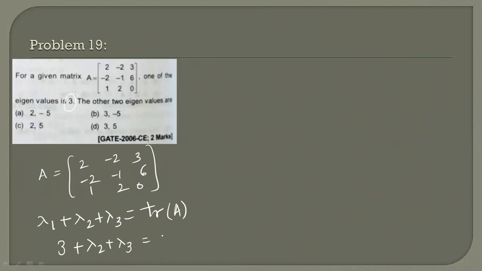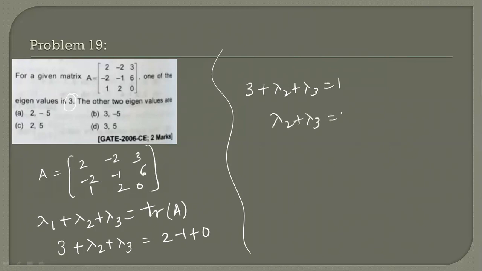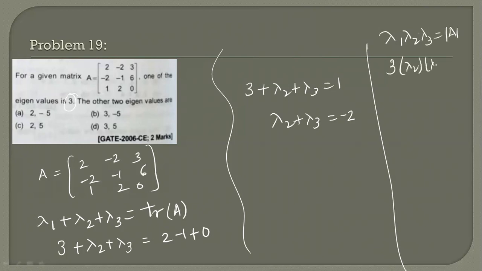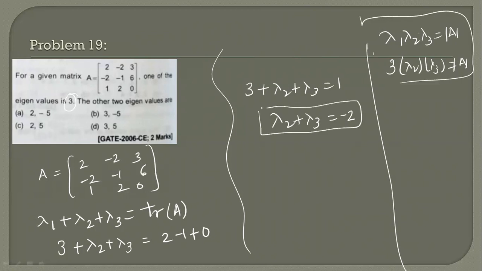The trace of the matrix is 2 minus 1 plus 0, the sum of the diagonal entries. It means 3 plus lambda 2 plus lambda 3 equal to 1. So lambda 2 plus lambda 3 equal to minus 2. One equation you have in lambda 2 and lambda 3. Another you can find from the product of the eigenvalues, which is equal to the determinant of A. It means 3 into lambda 2, lambda 3 equal to determinant of A. But this is not required here because the sum of the eigenvalues is minus 2.